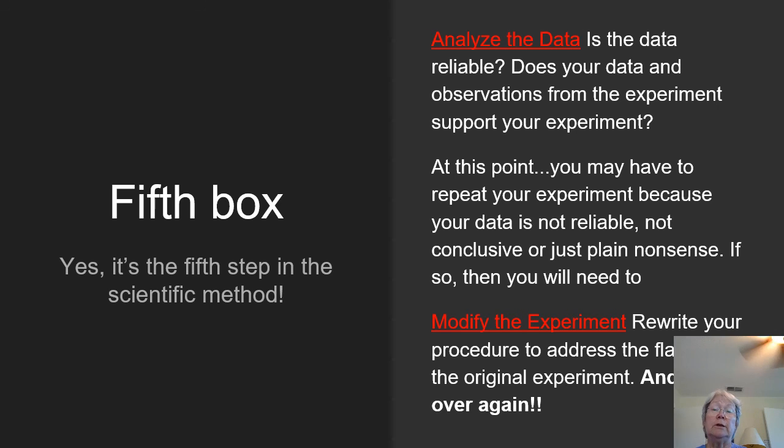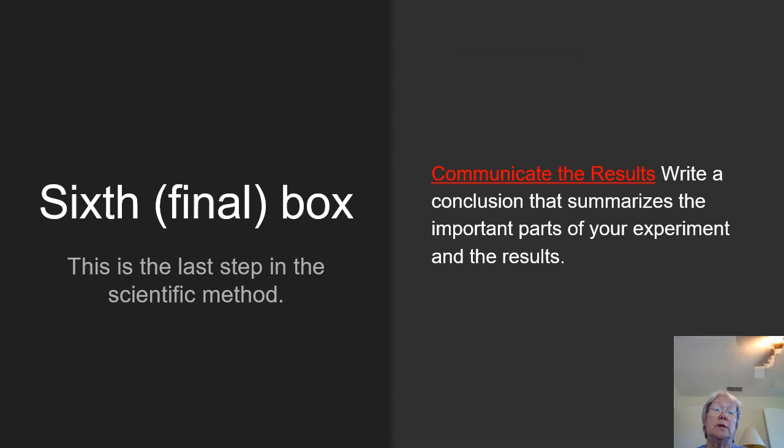All right, and the last box. This is the last step in the scientific method. You communicate the results, which means you're going to write a conclusion that summarizes the important parts of your experiment and your basic results. It's not a long, drawn-out discussion. It's just simply, I did this and I got this.